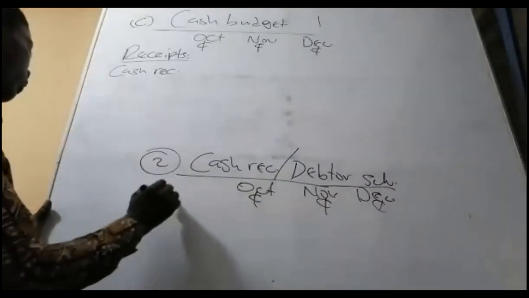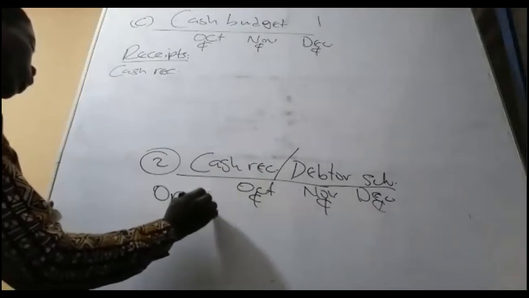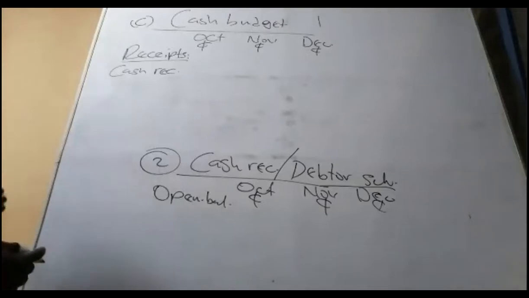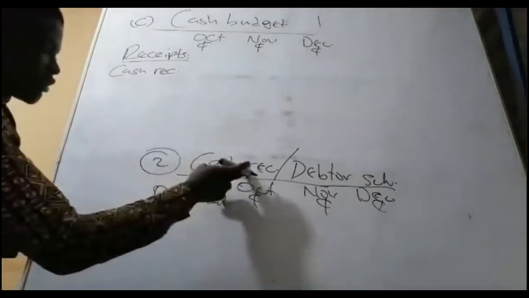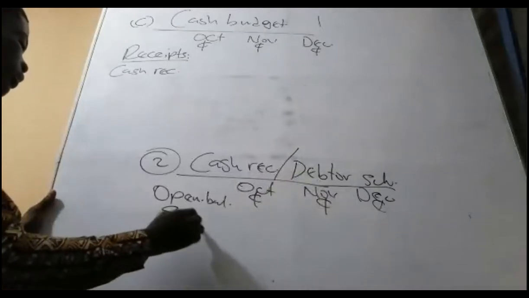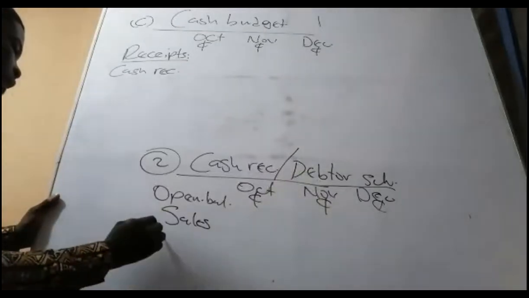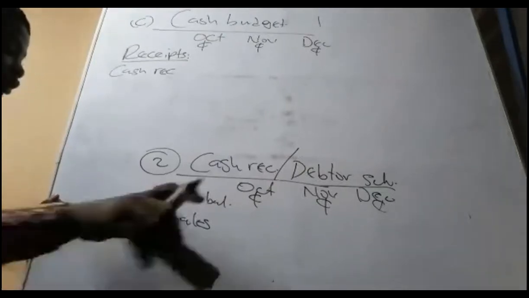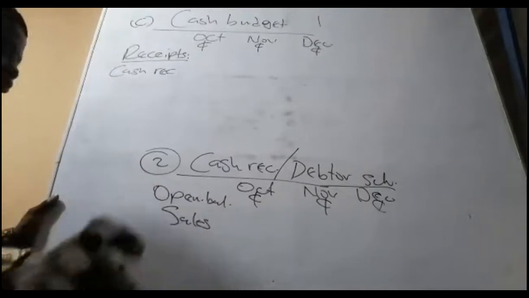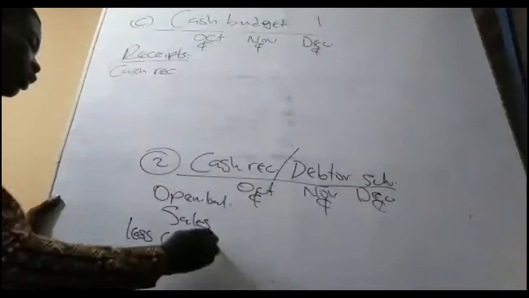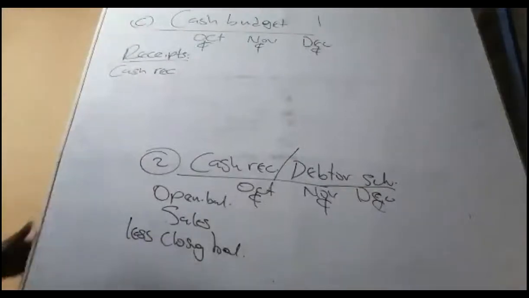Get the opening balance of that item. Get the movement of that item which will be sent to the P&L. So for cash received or debtors, what will result there is sales, the credit sales. So the sales less the closing balance of that item. You are done. So less closing balance. That's all. So let's go and bring the debtors balances.